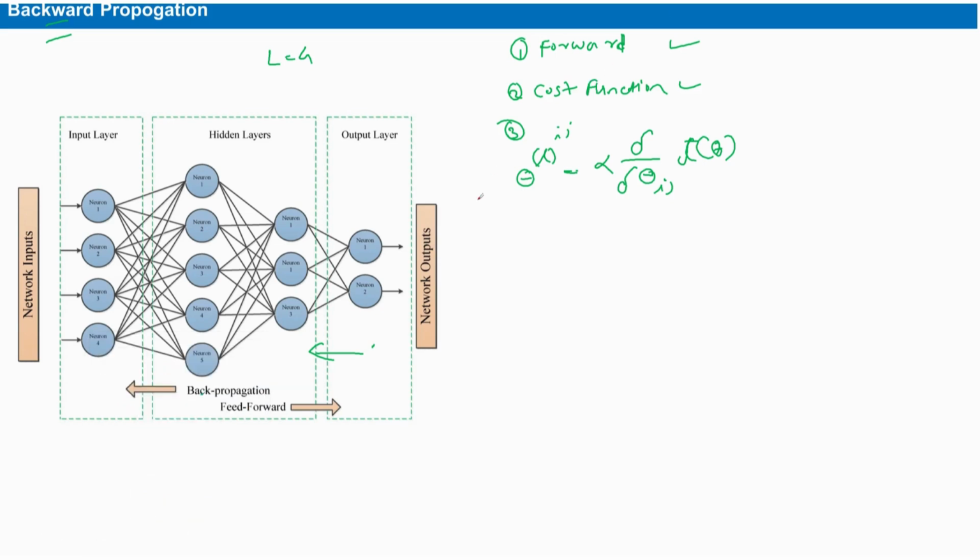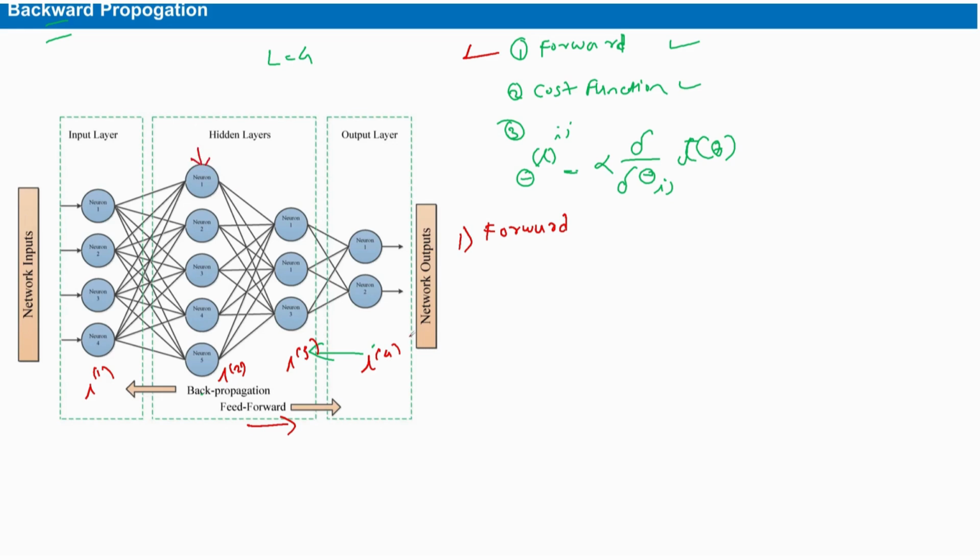As I said, first we will find the forward propagation, and it happens in the forward direction. So first we need to compute the activations for layer 2. This is layer 1, this is layer 2, this is layer 3, and this is layer 4.